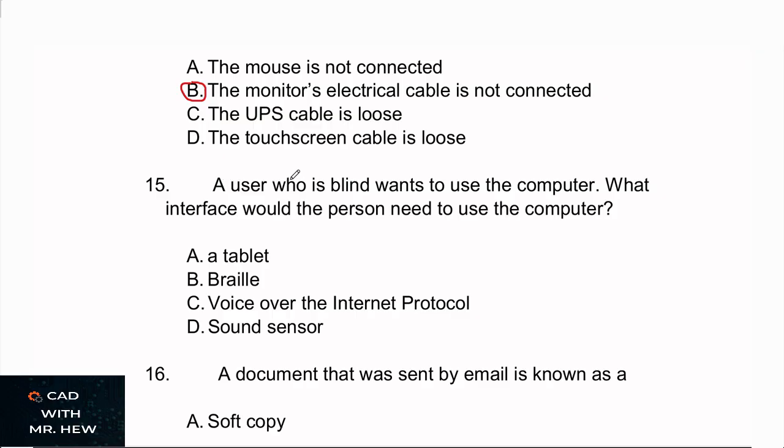A user who is blind wants to use a computer. Which interface would the person need to use a computer? We have A, tablet, B, Braille, C, voice over the internet protocol, D, a sound sensor. The correct answer is B.